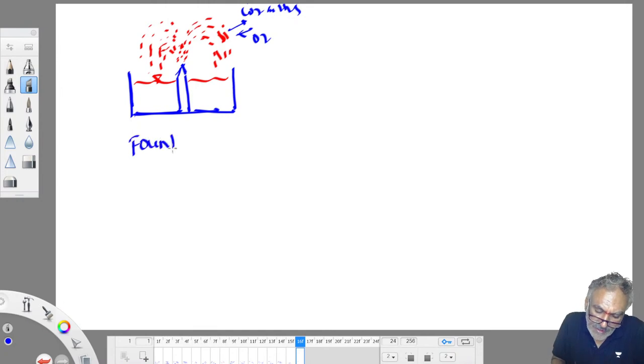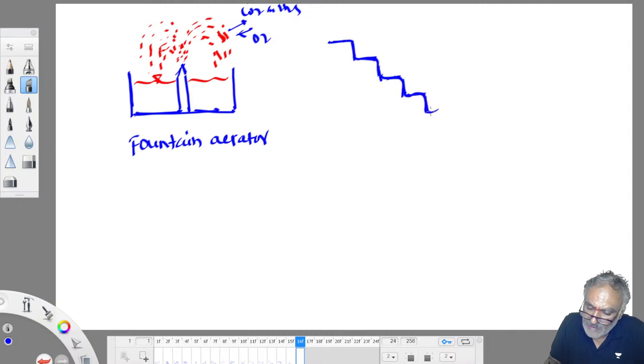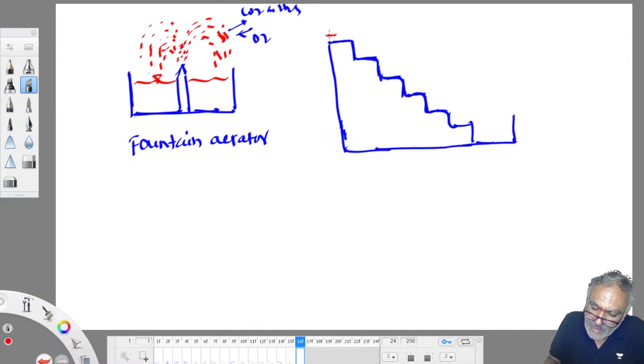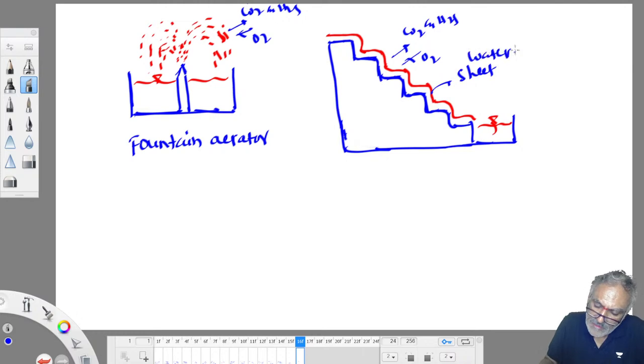You might have seen them in municipal parks, where the fountain is used for beautification. That fountain is an aerator. Similarly, cascading is nothing but a waterfall kind of thing. We create an artificial waterfall with a step-like arrangement. A thin sheet of water rolls down from top to bottom, and in doing so the water gets exposed to the atmosphere, which contains air. It takes oxygen and gives up carbon dioxide and H2S. This is called a cascade aerator.